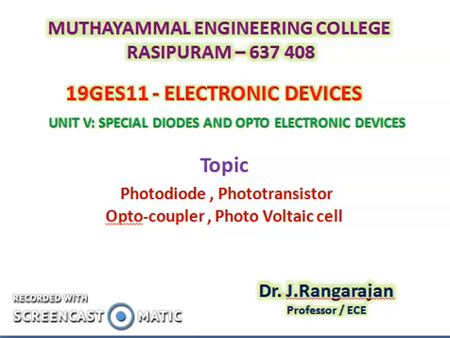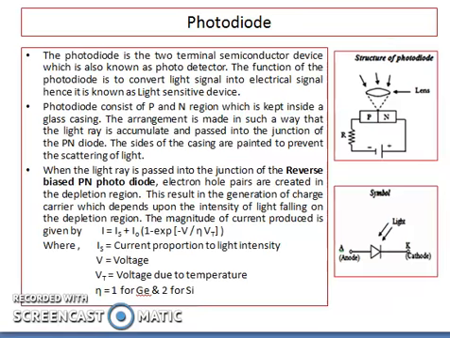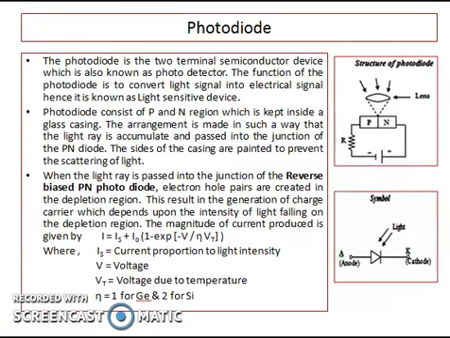In this video, we are going to learn the topics of photodiode, phototransistor, opto-coupler and photovoltaic cell. Photodiode. Photodiode is a two-terminal semiconductor device which is also known as a photodetector.